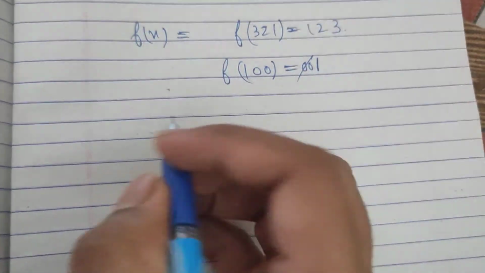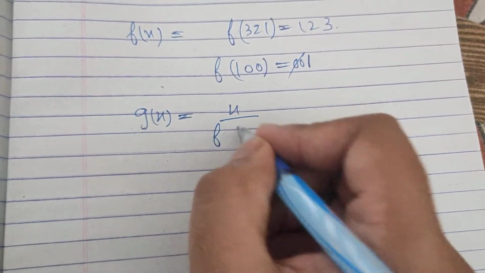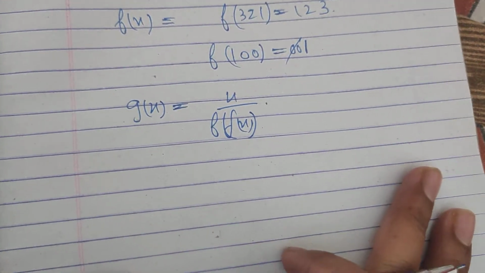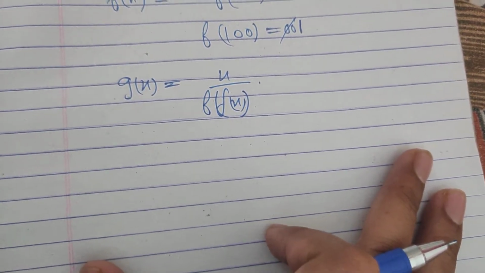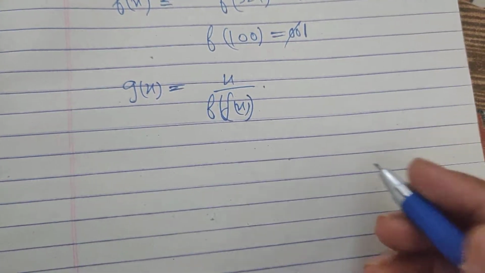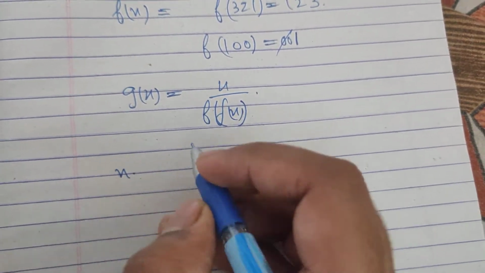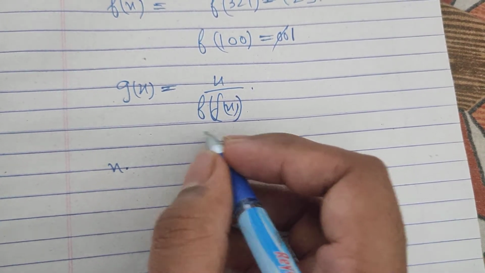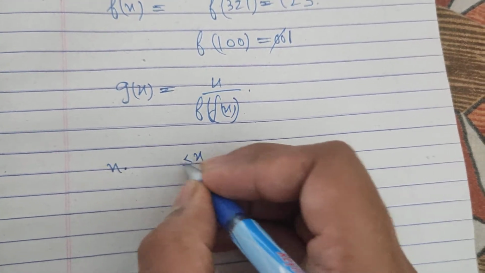It says that another function g(x) is given. It is defined as x divided by f(f(x)). We have to find out the different values of g(x). In the input, a number n is given, and we have to find the number of different values of g(x), where we choose x from 1 to n.